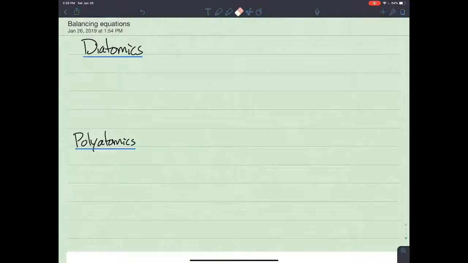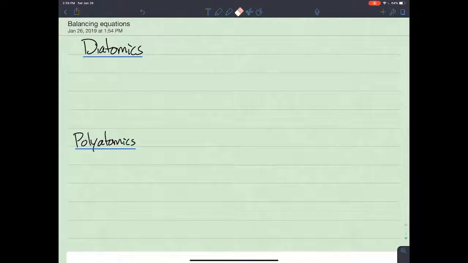Nothing I'd rather do than cozy up on a rainy Saturday afternoon and work on balancing some equations. Okay? So, balancing equations. Some people love it, some people hate it. At the end of the day, it's like a puzzle that just takes some practice, and I think anybody can be very good at it.